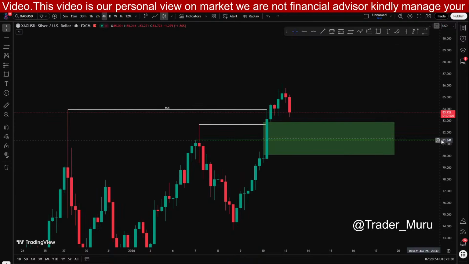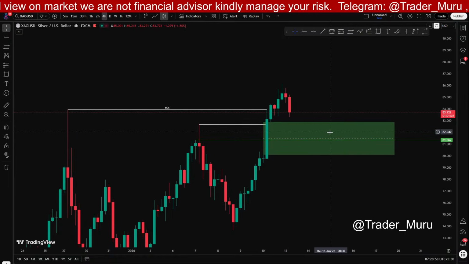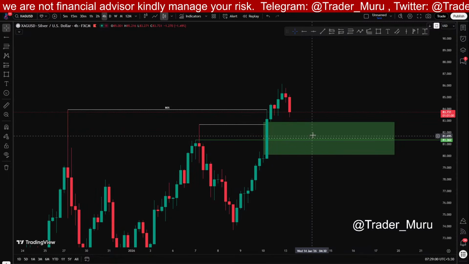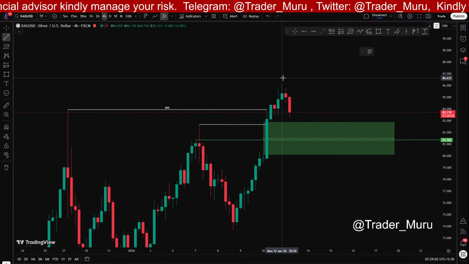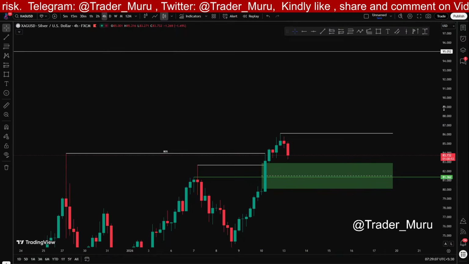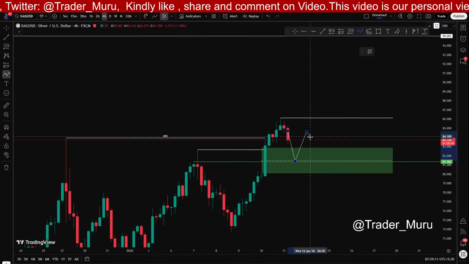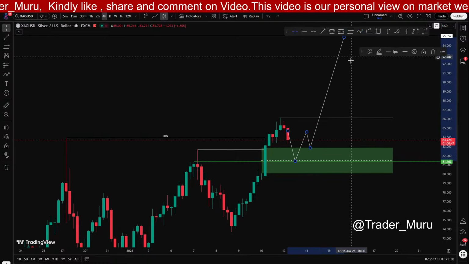So 81.3 will be a good area if we get a test and 5-minute structure change. Then you can buy. Your first target will be this high around 86, then 95. Price will test here and move.